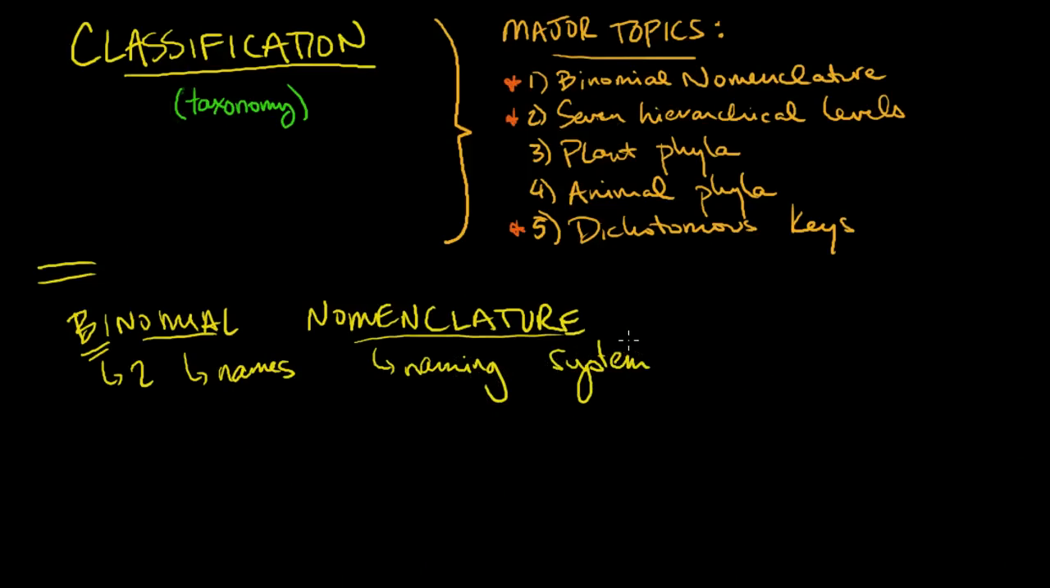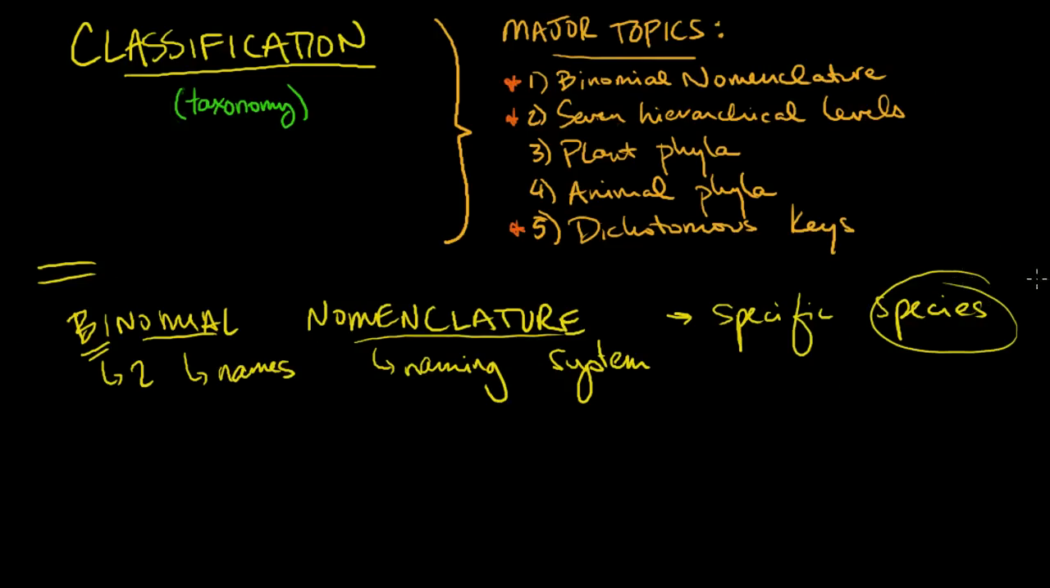So the binomial nomenclature is the two-name naming system that we use in talking about specific species. You see the relationship between the word specific and species? We're talking about a specific set of organisms. Make sure that you look up this word and that you know this word and you can spit out the definition of it just as IB wants you to know it. So the two names that we use for the organisms or the species are genus and species. Those are the two names that we use.